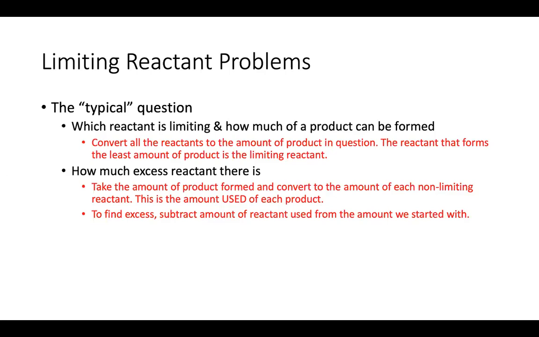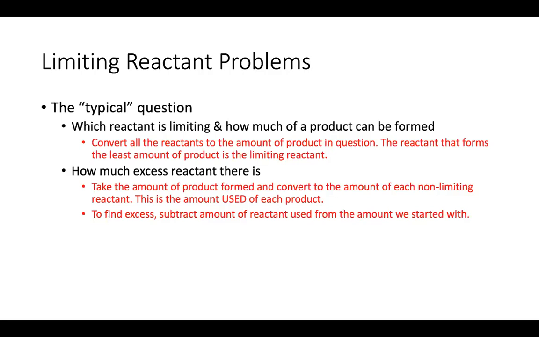The typical limiting reactant questions are: which reactant is limiting, and how much of a product can be formed? To answer these 2 questions, you should convert all of the reactants to the amount of product in question, right? One of the challenge problems we went over today asked how much cyanic acid we can make. So I took the amount of each reactant we had and converted it to how much cyanic acid I had. And I knew that the reactant that forms the least amount of product is my limiting reactant, okay? Again, I'll show an example of that in a minute.